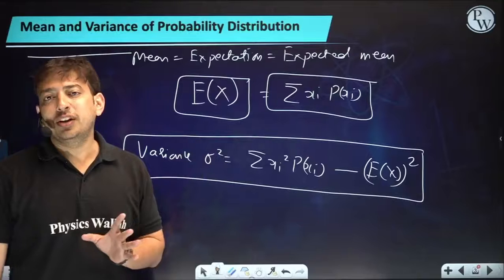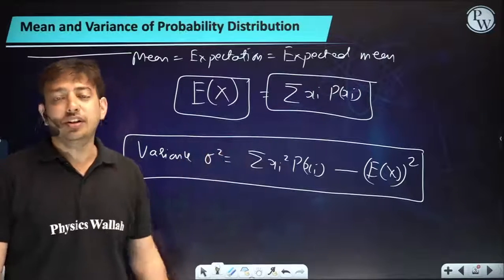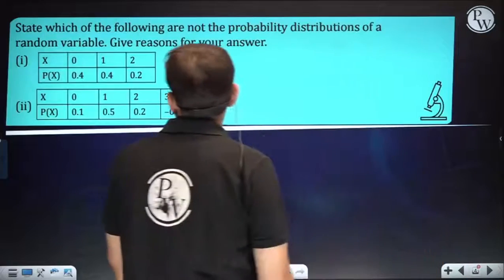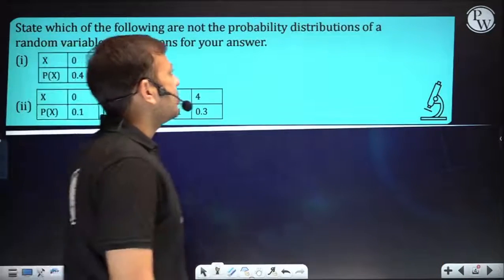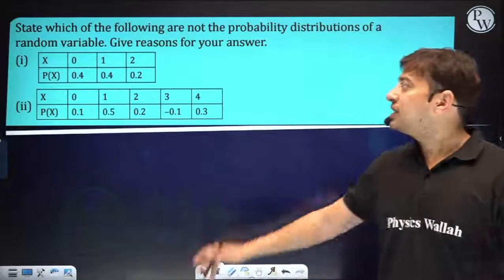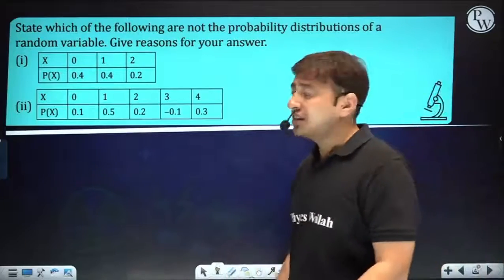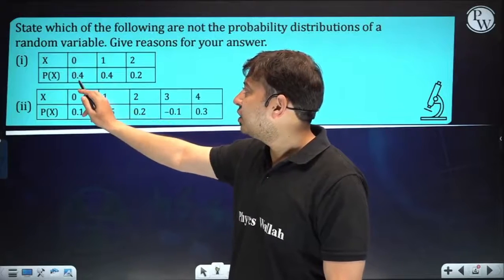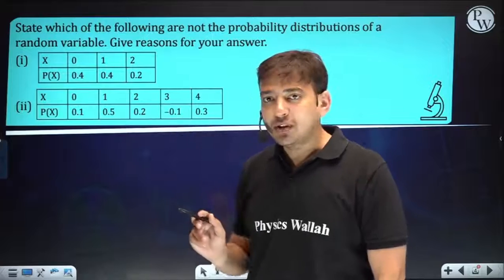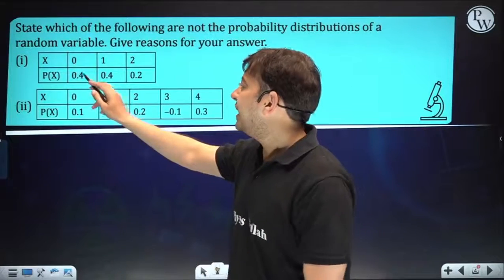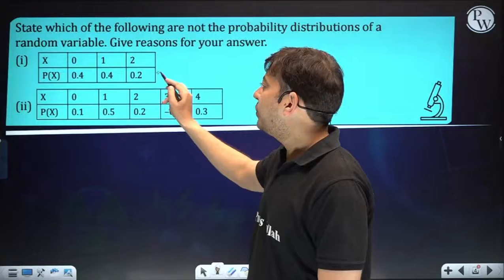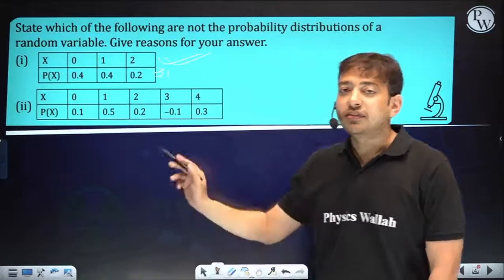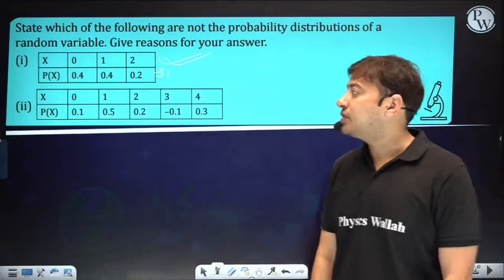Now what we need to do is just solve problems on it. First of all, state which of the following are not probability distributions. By just seeing the table, we need to check whether it is a probability distribution or not. Here in the first case, 0.4, 0.4, 0.2 are all positive. First condition is true. Second, the sigma: 0.8 plus 0.2 is 1. Sigma is 1, so it is a probability distribution.